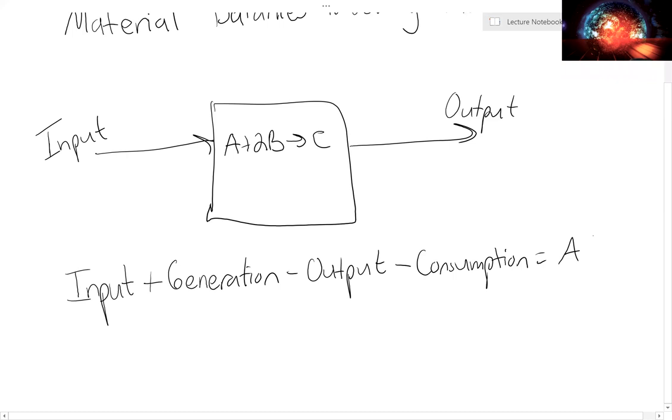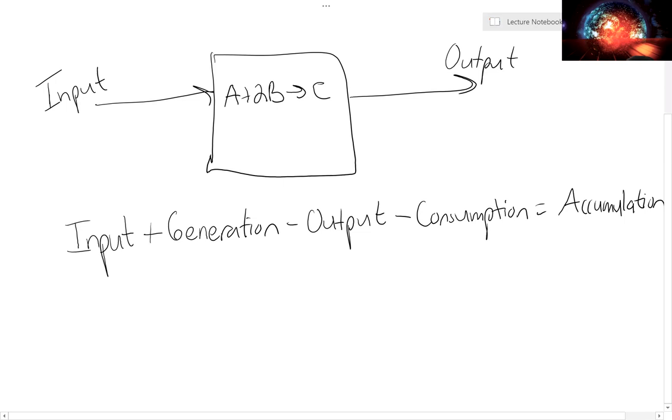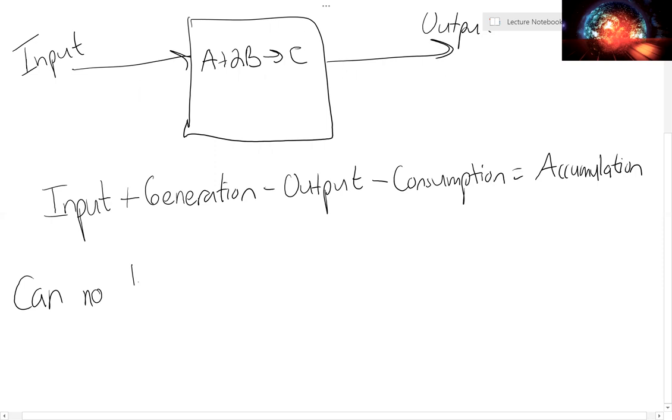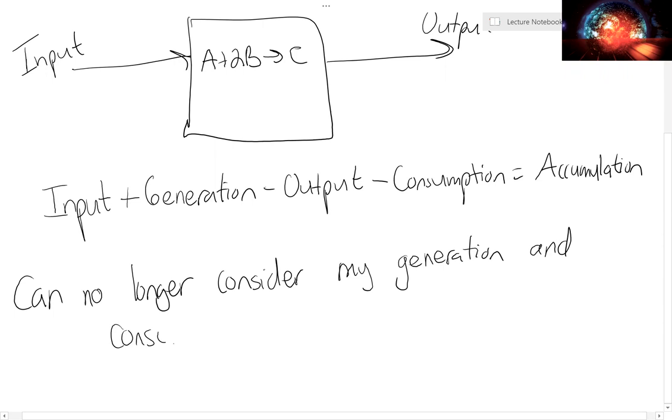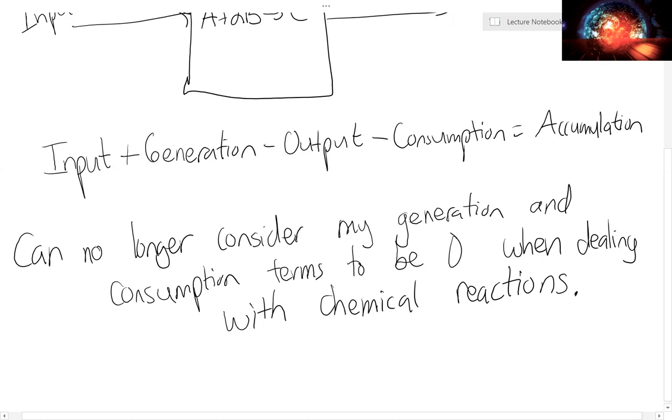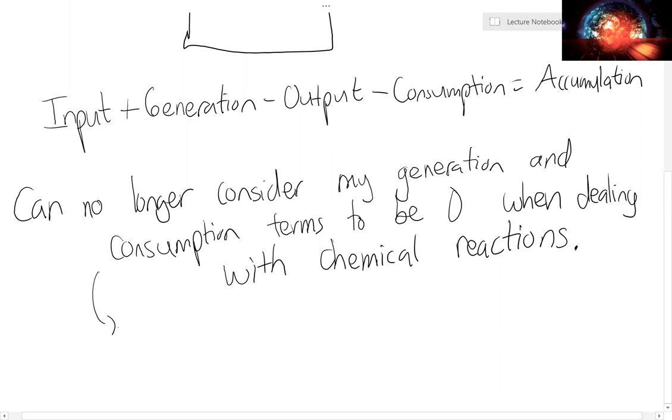So if I write my generalized material balance expression, as I've shown here, I can no longer consider my generation and consumption terms to be zero when dealing with chemical reactions. And I'll put an asterisk or a note here, particularly when we're looking at component balances.